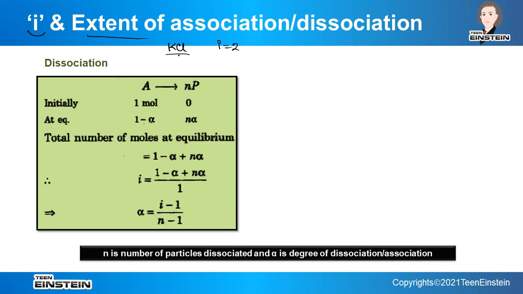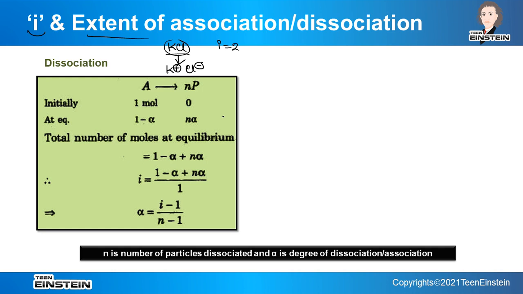Because when we are saying that i is equal to 2, that means we are assuming that there is complete dissociation of K+ and Cl-. But it may not be the case always. Suppose there are a total of 10 moles of KCl and only 9 moles are dissociating. Though KCl is a very good electrolyte, it is not required that all electrolytes will always dissociate 100%. So suppose out of 10 moles only 5 moles are dissociating.